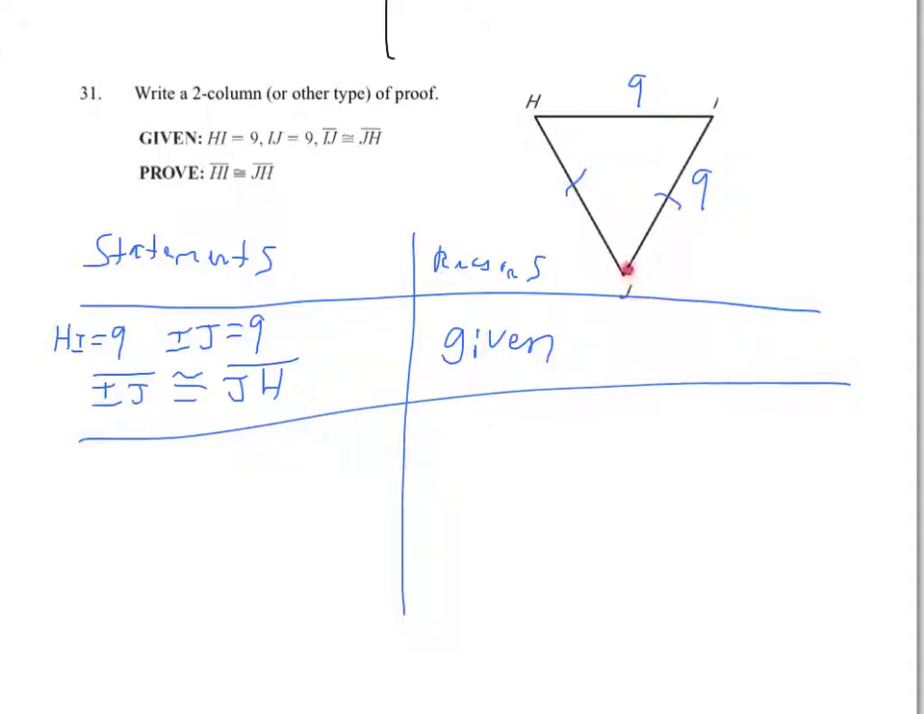Well, when I look at this diagram, it seems to me like these are all going to be 9, because these two are 9, and these two are congruent. So this has to be 9 also. So yeah, these would be congruent. It's just a matter of getting there. So let's see here.